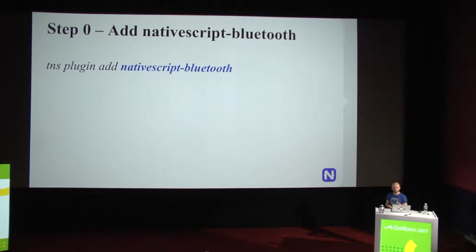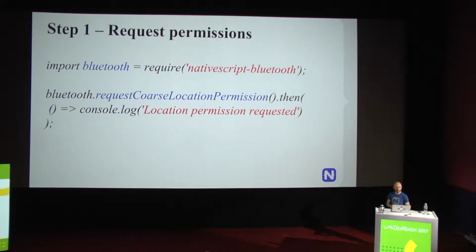To install the plugin in NativeScript, we just call tns plugin add and give it a name. Then we have to require the NativeScript Bluetooth. And to request the permission, literally, you only have to call it once in the lifetime of this application, right? So the first time you run it.